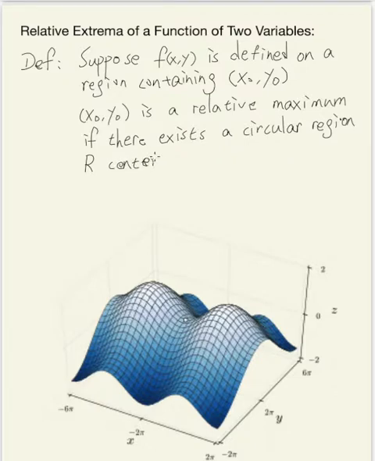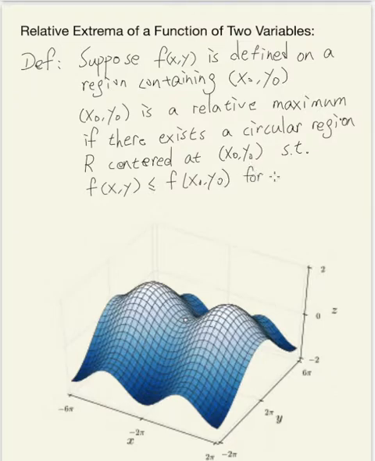centered at the point x naught, y naught, such that f of x y is smaller than or equal to f of x naught, y naught for all x y in region R. Okay, this is the proper definition for a relative maximum.